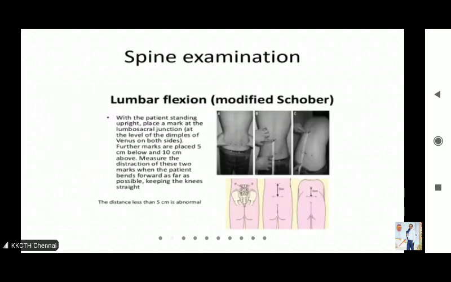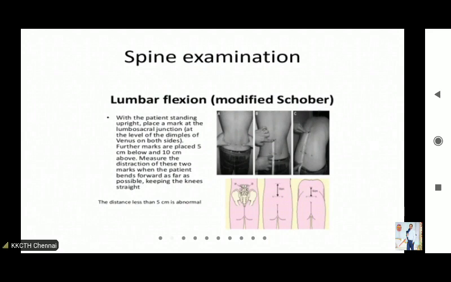So how do you examine the spine? Obviously, you're going to check with a child. The routine one, you would ask the child to stand and then bend and touch the toes and see if they're able to do it. Then for children, particularly with ankylosing spondylitis, you would need to do something called a modified Schober test.